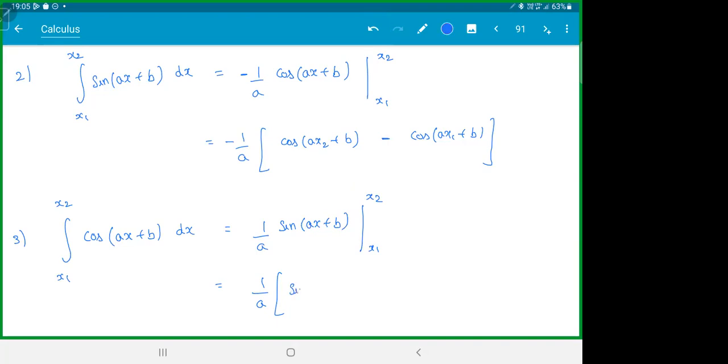So this will be now substitute x2, ax2 plus b, then substitute x1 and subtract them. Check.